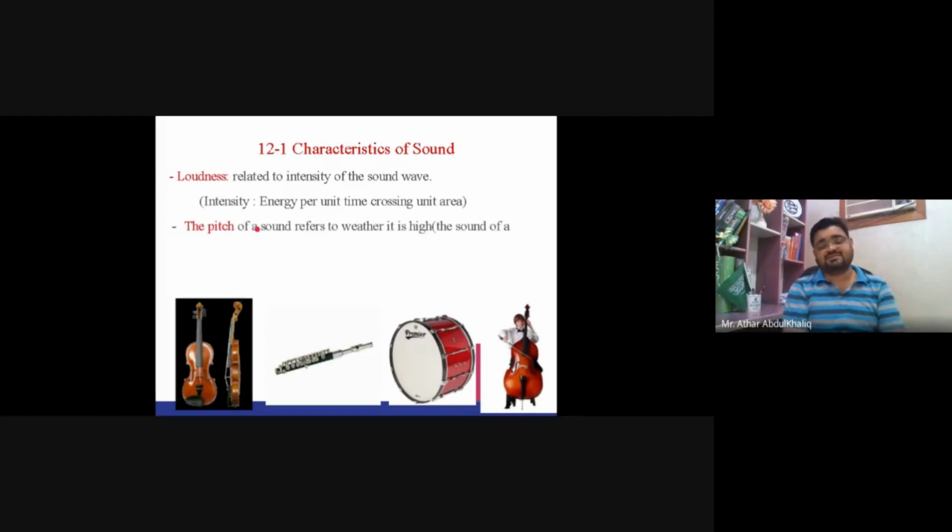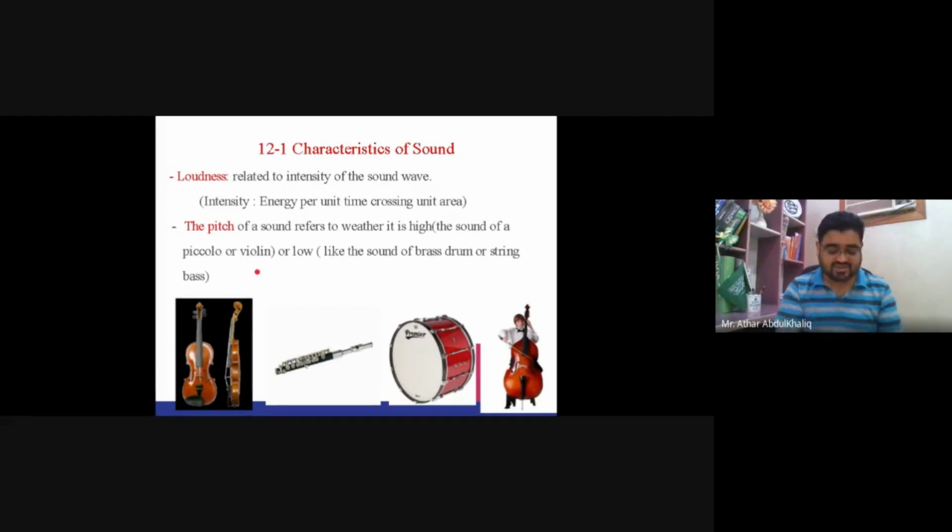The second characteristic that I want to talk about is the pitch. We say how shrill or how grave the sound is. Now, shrill sound is like the sound of children or ladies, and grave sound is like the sound of a gentleman or a man. For example, if you are talking about my sound, it's a little bit grave, but if you talk about some lady's sound, it will be shrill.